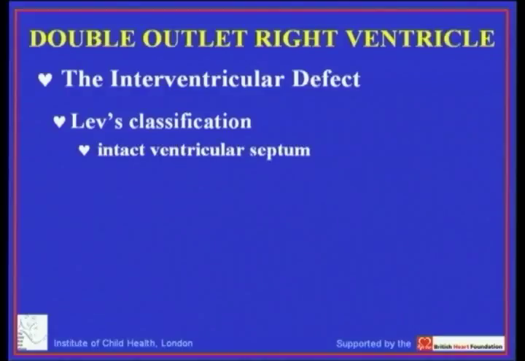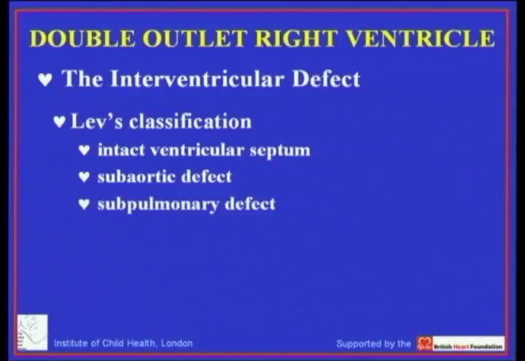Talking about Lev's classification, to which we have added intact ventricular septum. And Andrew has just shown you how it is the attachment of the outlet septum that puts the defect between the limbs of septomarginal trabeculation either into the subaortic position or into subpulmonary position.